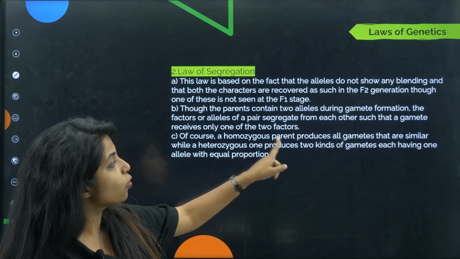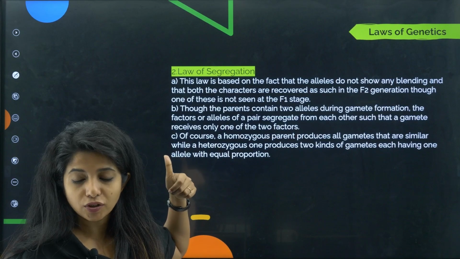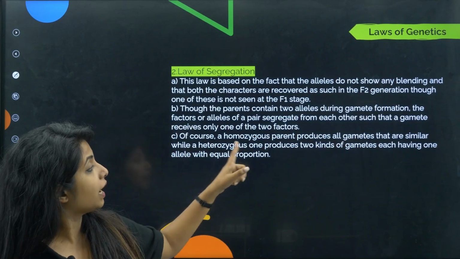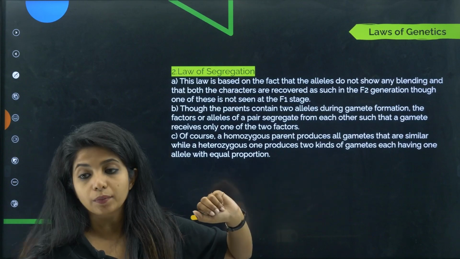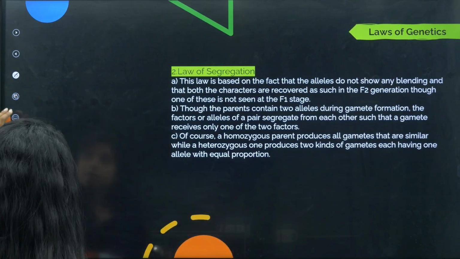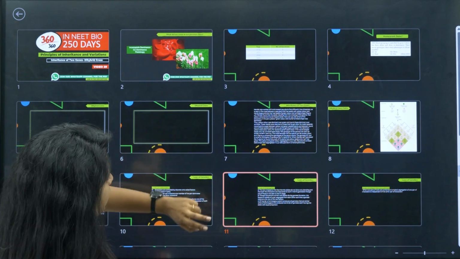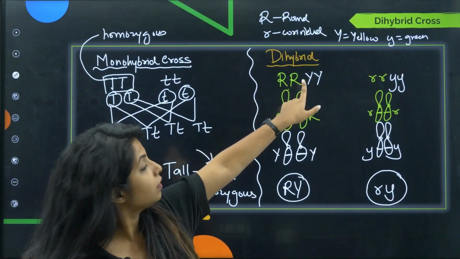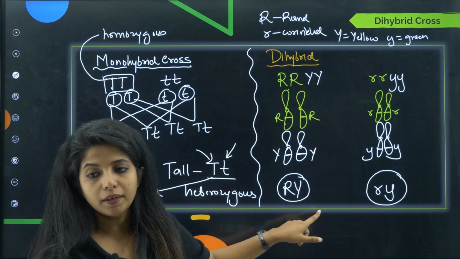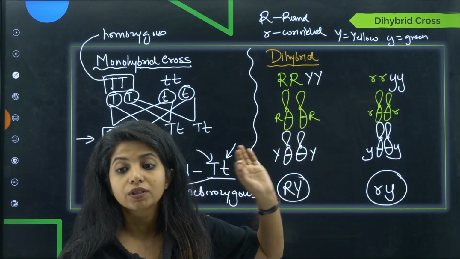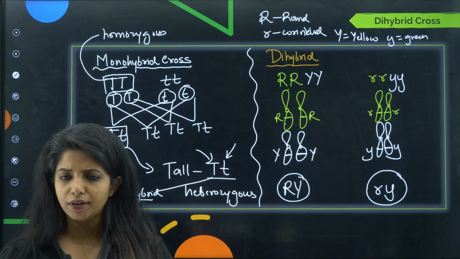Now, if there is a homozygous parent, just like how we have as of now, capital R, it produces all the gametes that are similar, while a heterozygous one produces two kinds of gametes, about which we have not studied yet. We will be talking about heterozygotes as well. As of now, we are talking about homozygous condition, where it's capital R, capital Y. All the gametes will be similar over here, and from one pair of allele only one goes. This is law of segregation. Please remember it.